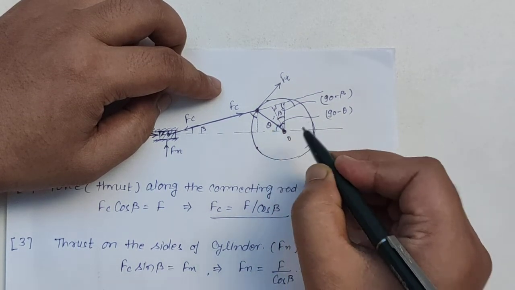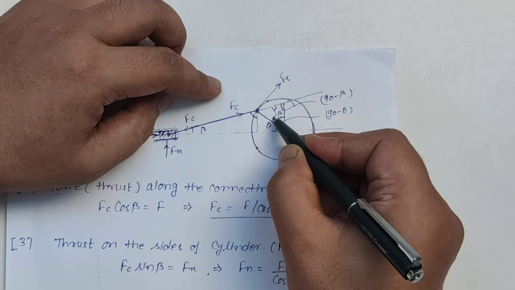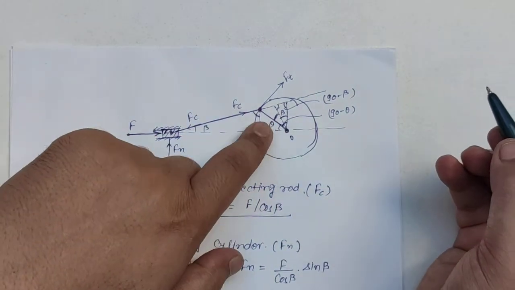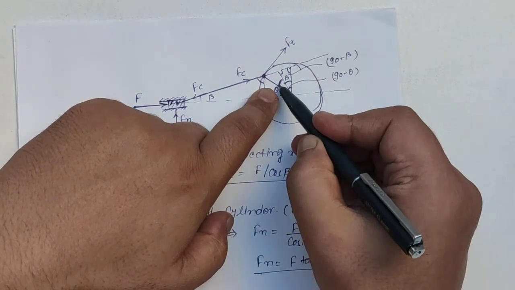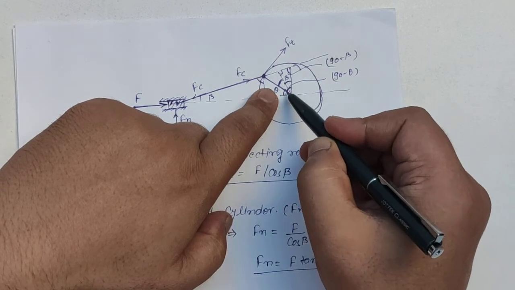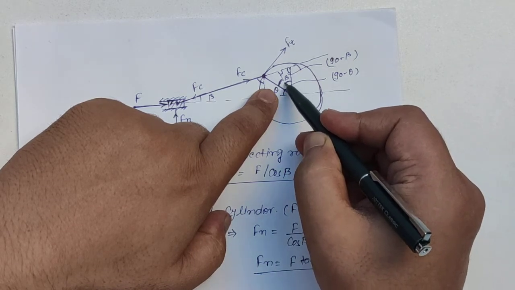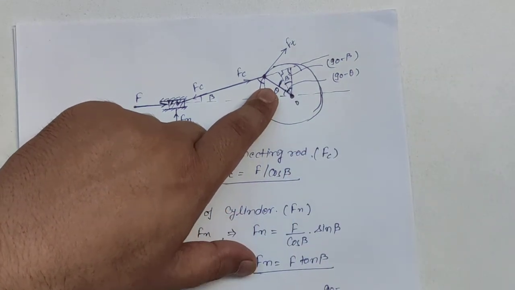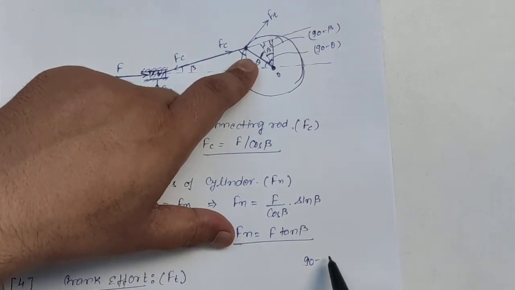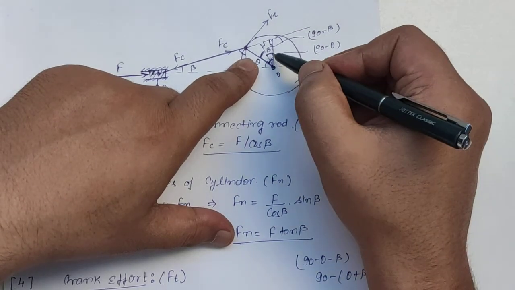Okay, so this angle is beta, and the complete angle is 90 minus theta. Our interest is to calculate this angle. Why we are interested will be discussed later on. So we want to calculate this angle. This angle is beta, this complete angle is 90 minus theta, so this angle will be equal to 90 minus theta minus beta, or we can write 90 minus (theta plus beta).